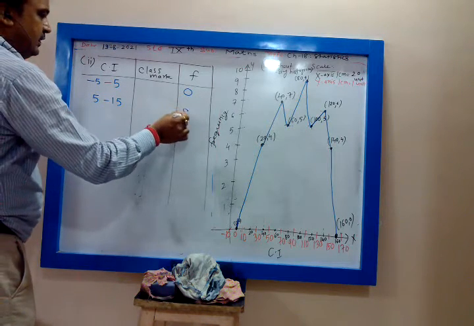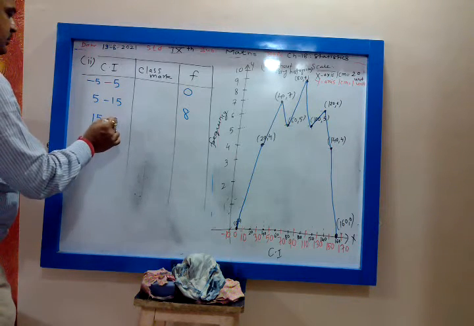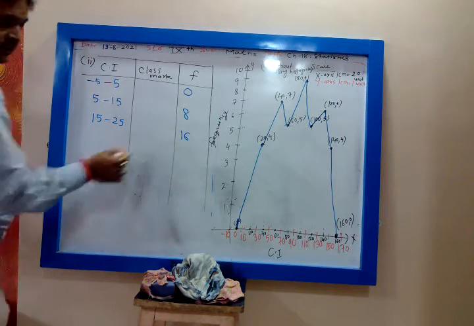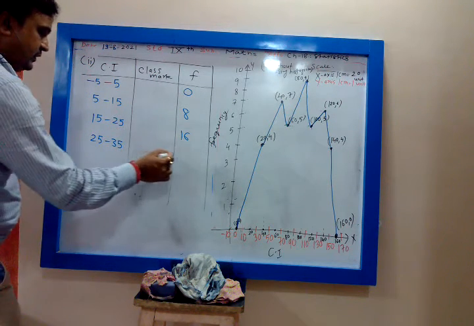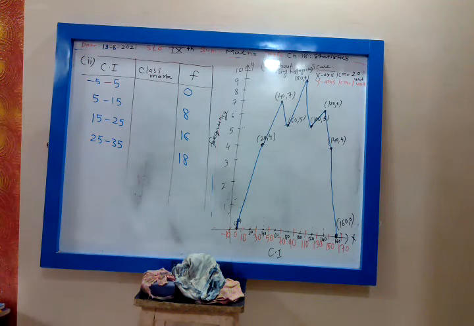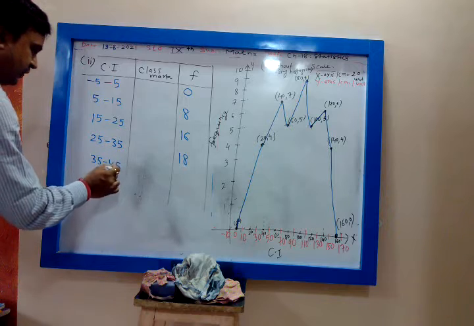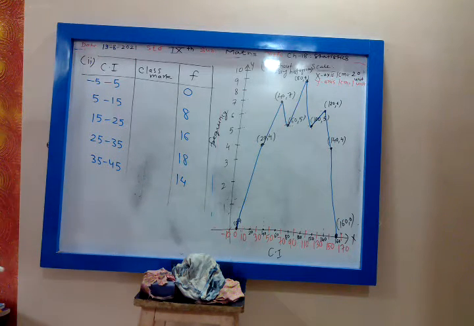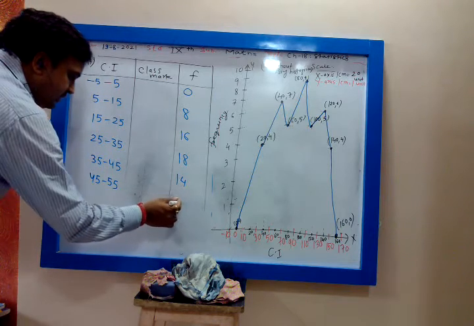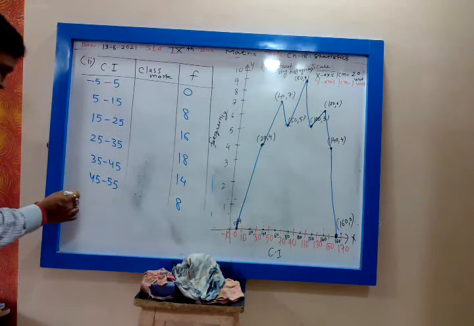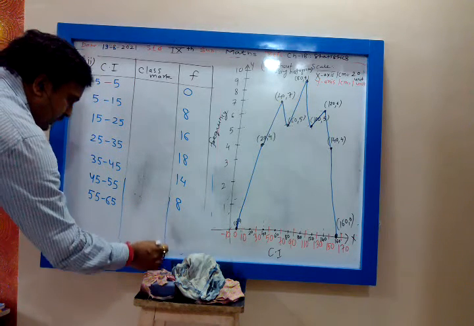5 to 15 frequency is 8. 15 to 25 frequency is 16. Then 25 to 35 frequency is 18. Then 35 to 45 frequency is 14. Then 45 to 55 frequency is 8. 55 to 65 frequency is 2.